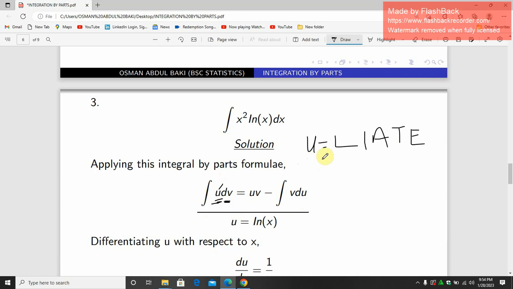Here the hint is that u is chosen using LIATE. This is an abbreviation. This is the smartest way to choose u, where L stands for logarithm, I for indices, A for algebra, T for trigonometry, E for exponential. When the question is given, you have to go through and see, does the question have logarithm? First of all, logarithm, that's the L that you would take. Or if the question doesn't have logarithm, then indices, or algebra, or trigonometry and exponential. Here, the integral of x squared ln x dx.